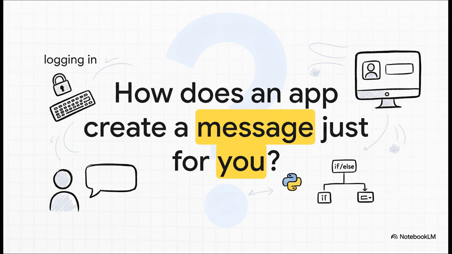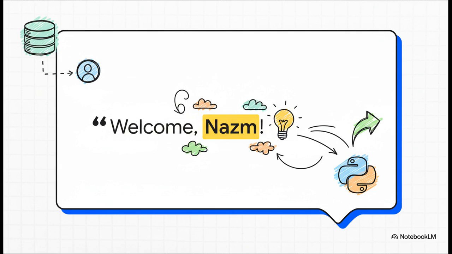You log into an app, a website, whatever, and it greets you by name. How does it actually do that? How does a piece of code know who you are and whip up a message that's made just for you? And boom, you get a message just like this. Now, the welcome part, that's always the same. But the name, Nazem in this case, that's the dynamic bit.